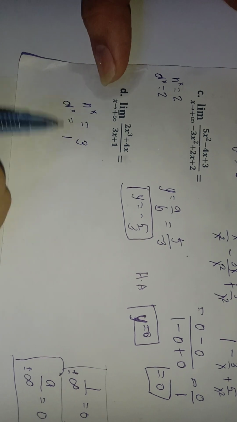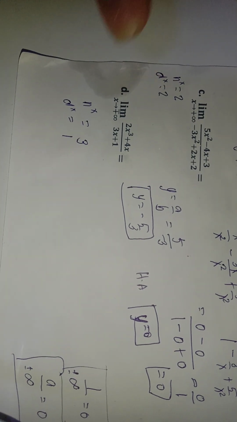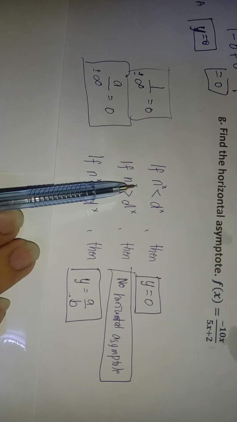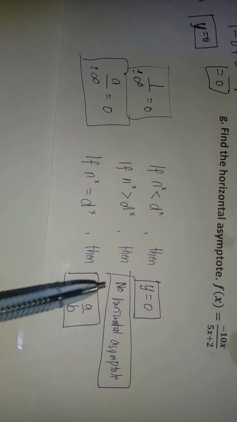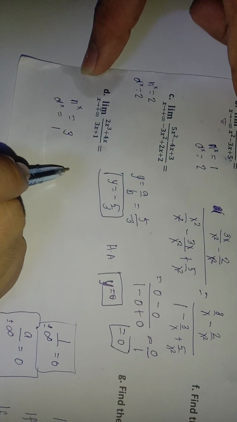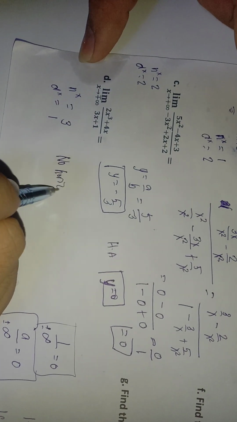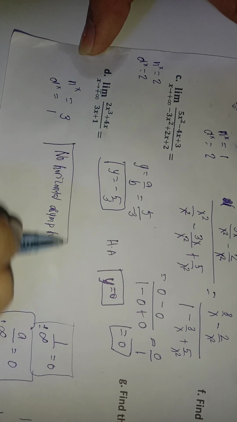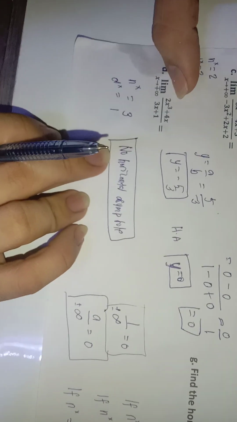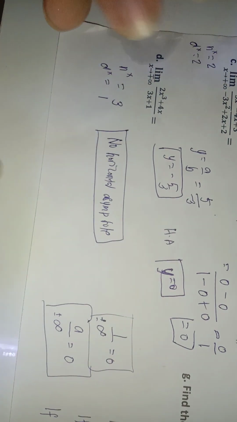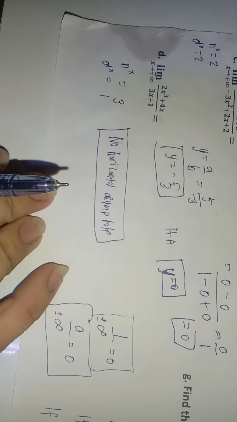So let's compare the degree of the numerator and the denominator. Is the numerator higher than the denominator? Yes. If the degree of the numerator is higher than the degree of the denominator, then we can conclude that there is no horizontal asymptote. So there is no horizontal asymptote here. Simple as that. So what does this mean? It means that if there is no horizontal asymptote, the function becomes undefined. Let's recheck if there really is no horizontal asymptote.